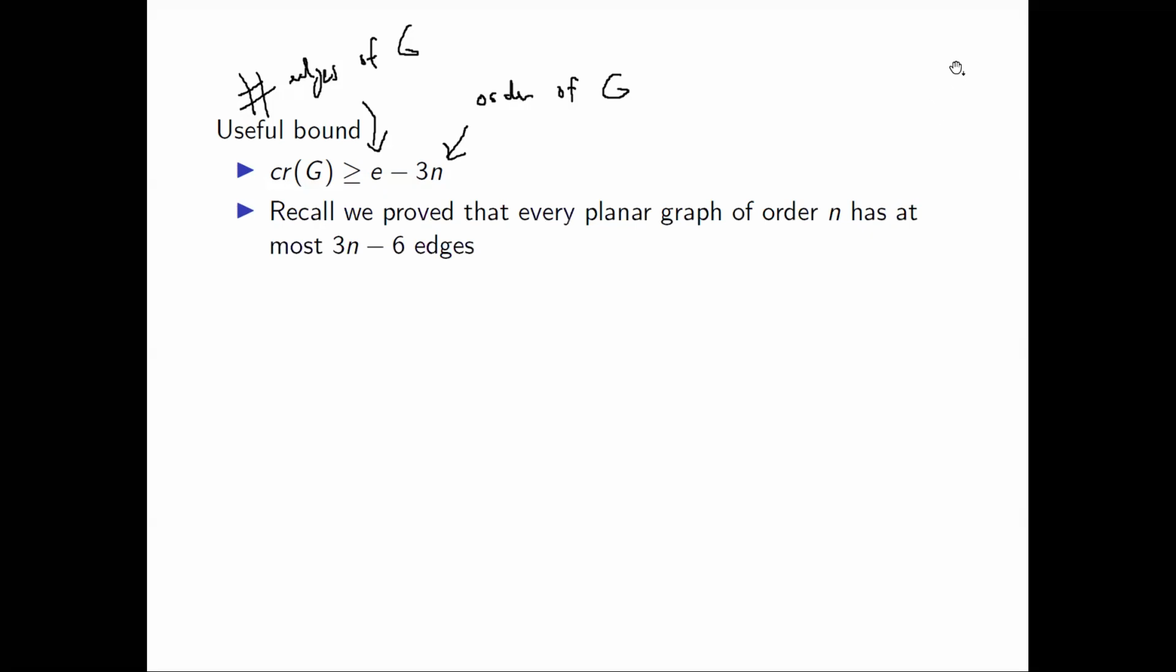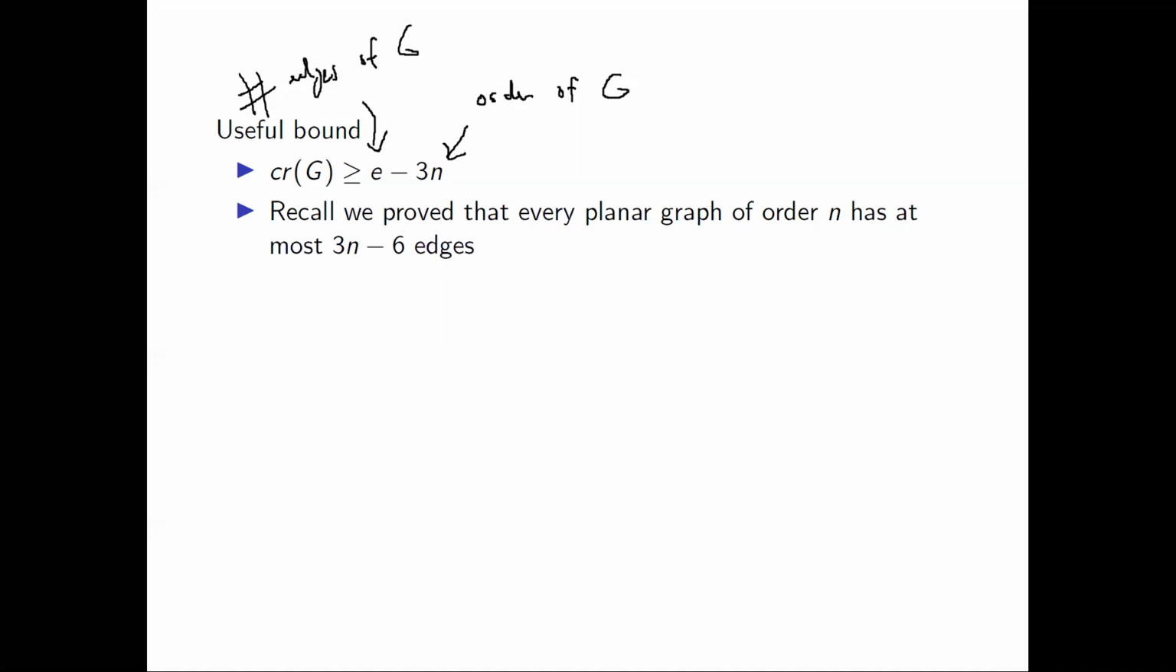One thing we did prove in an earlier video is that if you have a planar graph with n vertices, in other words, a planar graph of order n, it has at most 3n minus 6 edges. We proved that by showing that every maximal planar graph has exactly 3n minus 6 edges, and every planar graph can be turned maximal by adding edges to it. So every planar graph of order n has at most 3n minus 6 edges, since the maximal planar graphs of order n have exactly 3n minus 6 edges.